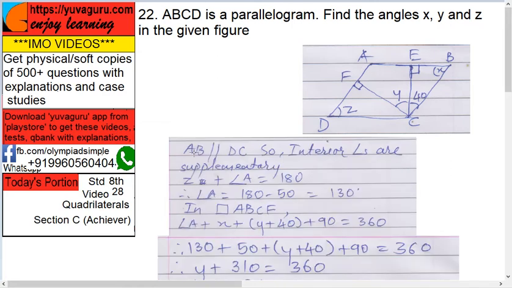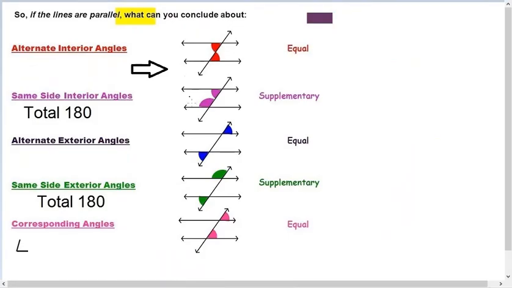Now as this is a parallelogram, AB is parallel to DC. So interior angles are supplementary. Supplementary means their total is 180 degrees. So angle Z plus angle A. See, this is Z, this is A. These two lines are parallel. This is a transversal AD, and Z plus A equals 180 degrees because they are interior angles, right?